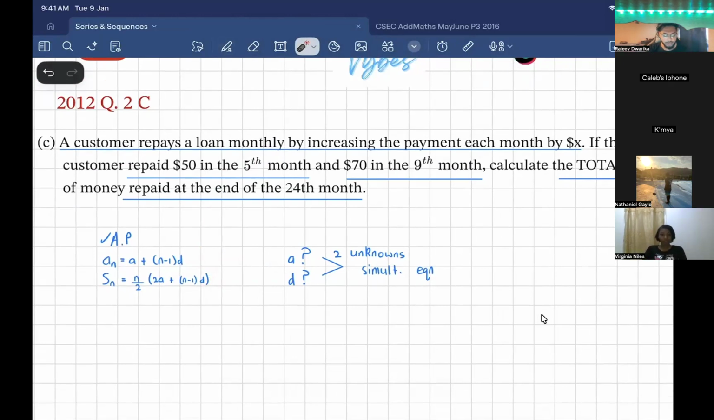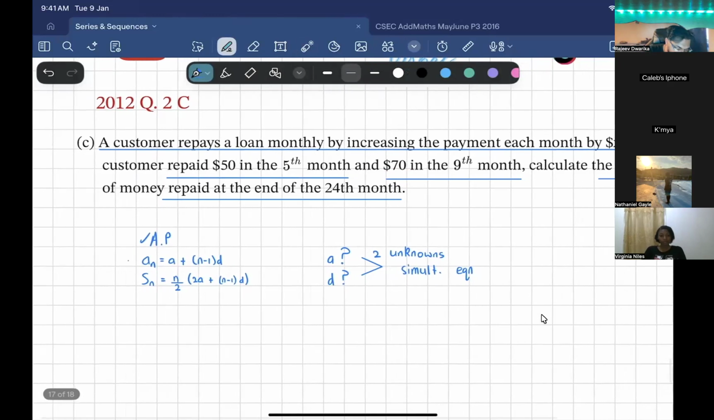If we were talking about terms in our series, or sequence, this 50 would represent the what term? The fifth term. Right. And Nathaniel, what would the 70 represent? The ninth term. Cool. So here we're going to use A of n to form two equations. Now there's a much easier way to work the question, but I like to make our brain work for a bit. Then I'll show you the easy way out.